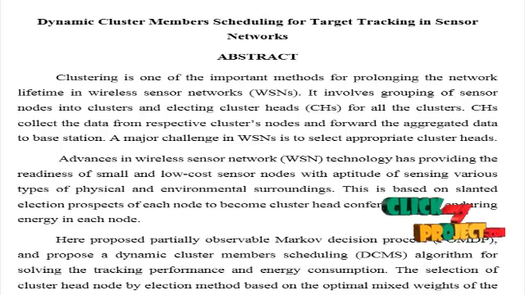Advances in wireless sensor network technology have provided small and low-cost sensor nodes with the aptitude of sensing various types of physical and environmental surroundings. This is based on the standard election prospects of each node to become cluster head, according to the remaining energy in each node. Here we propose a partially observable Markov decision process and a dynamic cluster member scheduling algorithm for solving the tracking performance and energy consumption.